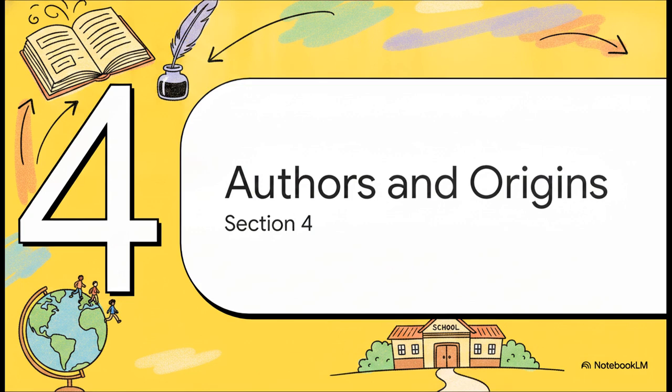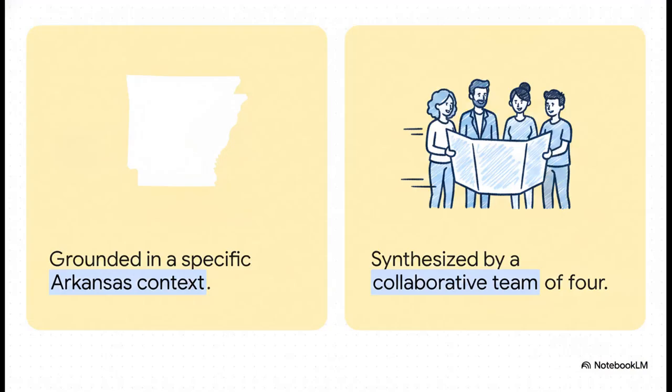All right, Section 4, authors and origins. Let's play detective for a second and look at the origins here to see what it tells us about the source. Up in the top left corner, there's this stark white silhouette of a state map. It's Arkansas. This geographic cue grounds the whole methodology in a very specific, hyperlocal reality.